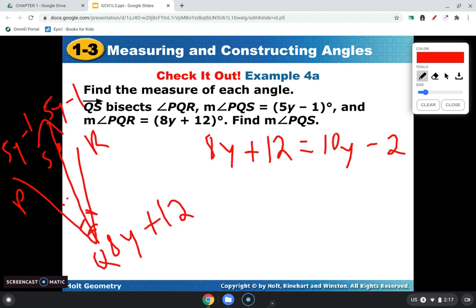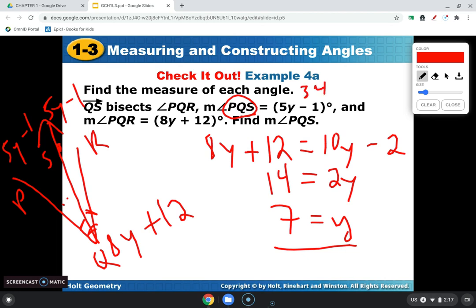Now I can do my algebra. I'm going to add 2 to make that 14. I'm going to subtract 8y to make that 2y. And I'm going to divide by 2 to get y equals 7. Okay, now it asked for PQS, which is this one. So 7 times 5 is 35. 35 minus 1 is 34.